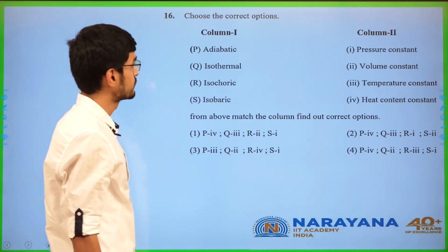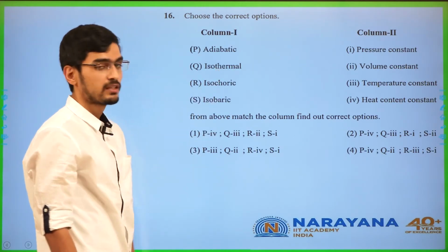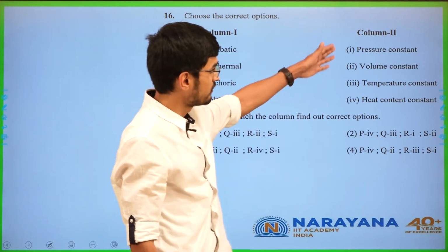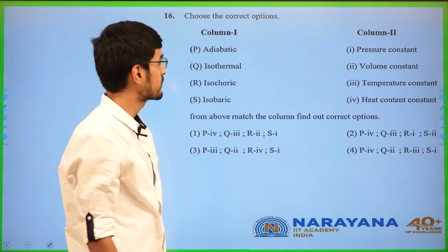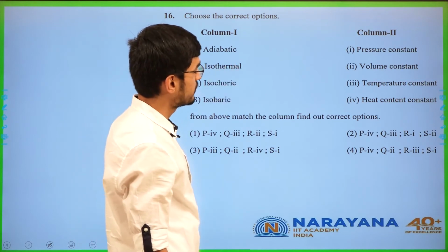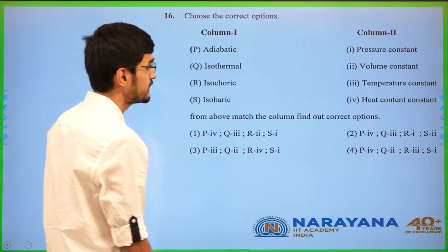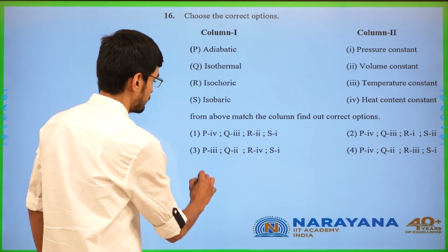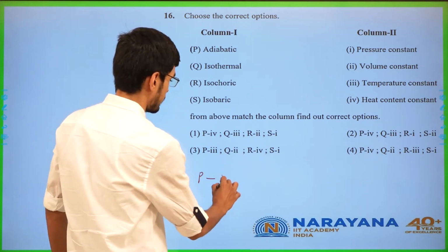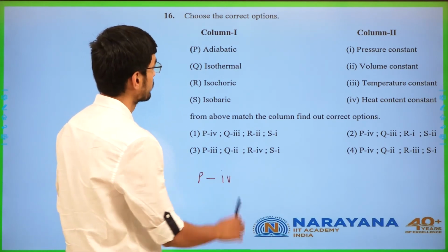Choose the correct options. Column 1 is showing names of some thermodynamic processes, and on the right side in column 2 the conditions of those processes are mentioned. So adiabatic should definitely match with 4th, that is, heat content is constant, right? So I'll just write the answer key here. P should match with 4.